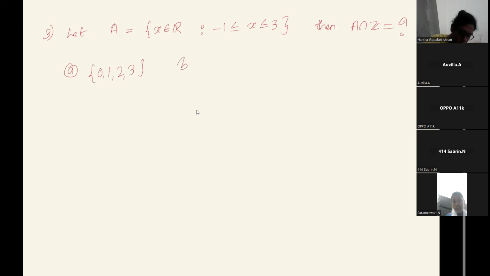Now the question is, let the set A equal to set of all X in R such that -1 less than or equal to X less than or equal to 3. Then A intersection Z equal to what? So we have 4 options: the first is 0, 1, 2, 3. Second option is [-1, 3]. Third option is closed [0, 3]. And fourth option is -1, 0, 1, 2, 3.